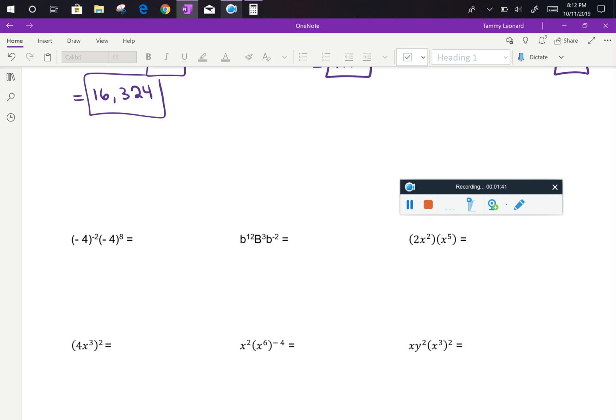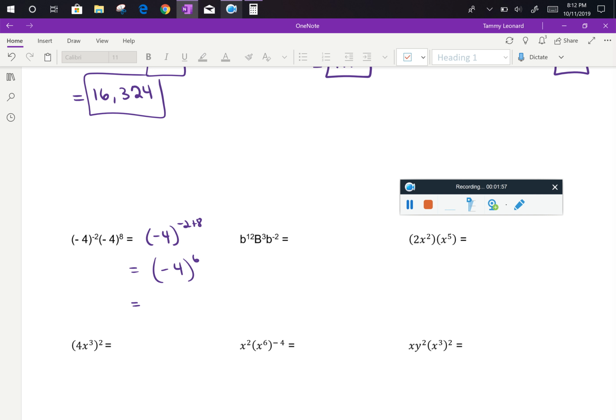Negative 4 to the negative second times negative 4 to the positive 8th. The first thing we're asked to do is multiply by the same base and add the exponents. So negative 2 plus 8 is equal to positive 6. So this is equal to negative 4 to the 6th.